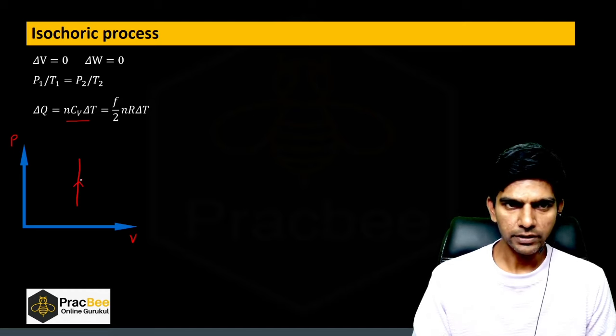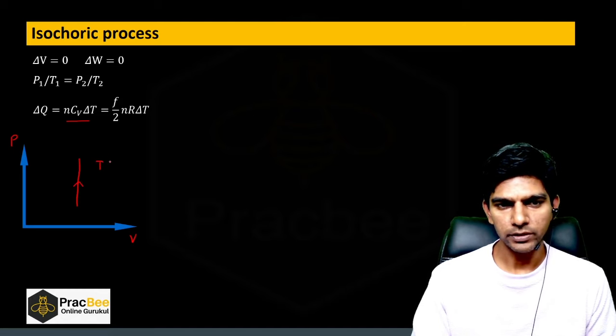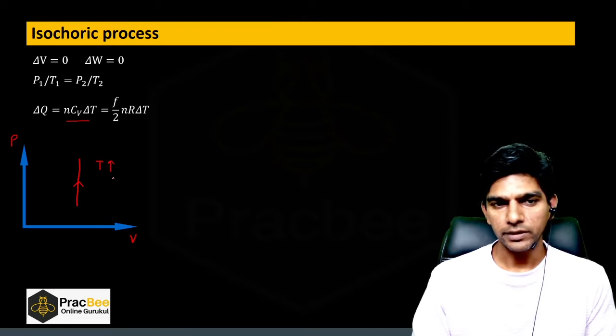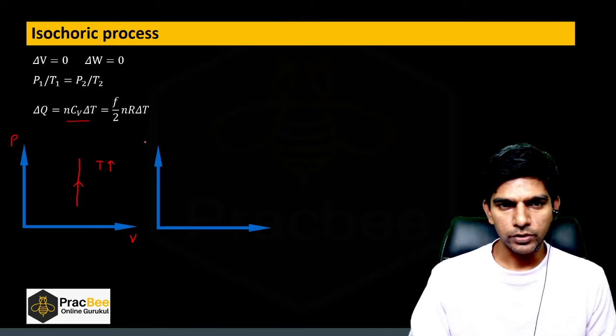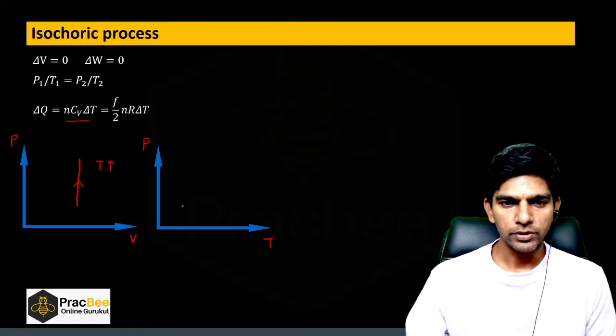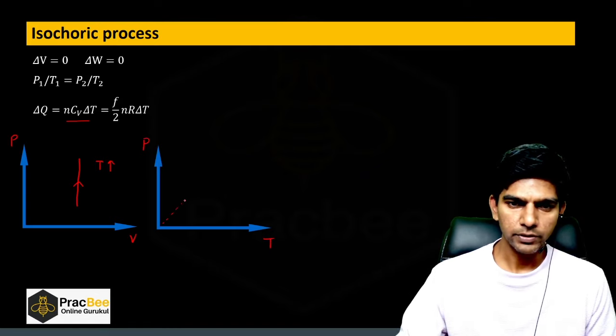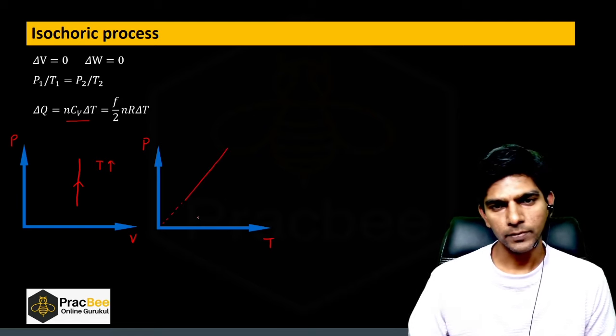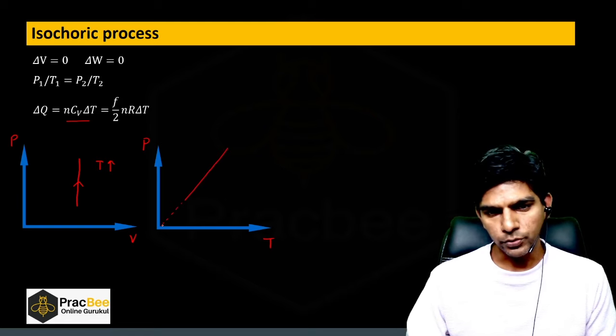Let us say the pressure is increasing. If pressure is increasing, temperature will also increase. So this is the graph for increase in temperature. Now, if we plot pressure versus temperature, in this case pressure is directly proportional to temperature. So we can say the graph will be a straight line passing through the origin. Okay, I'm showing 2 processes.